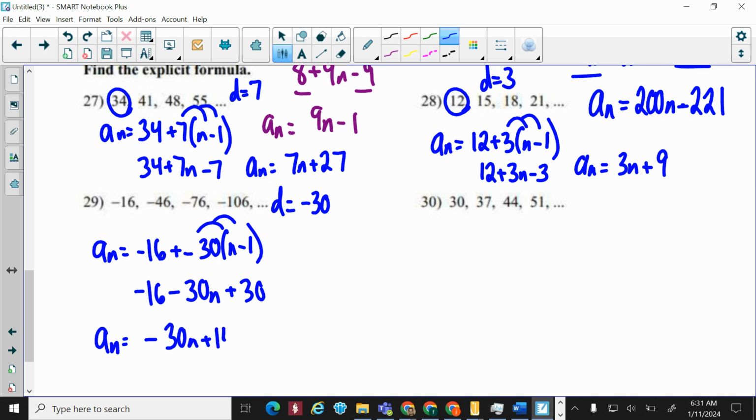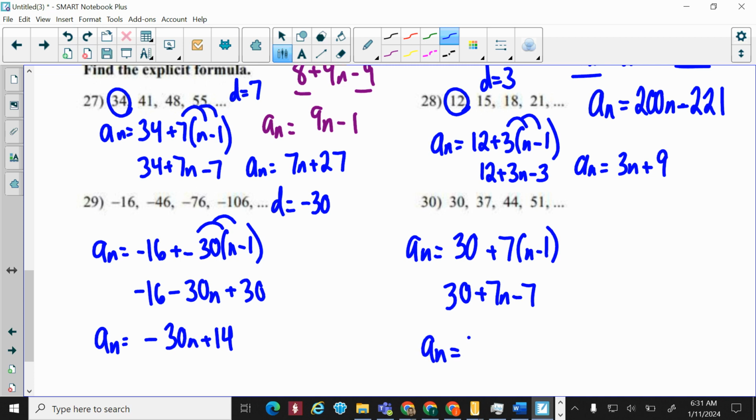plus 14. And then question number 30, my first term is 30, so a of n is equal to 30, and I'm adding, let's see, what am I adding? Looks like I'm adding 7, so plus 7 times n minus 1. That becomes 30 plus 7n minus 7. My final answer is a of n is equal to 7n plus 23.